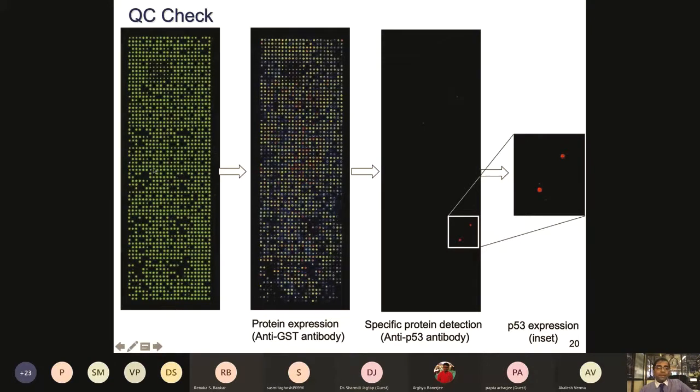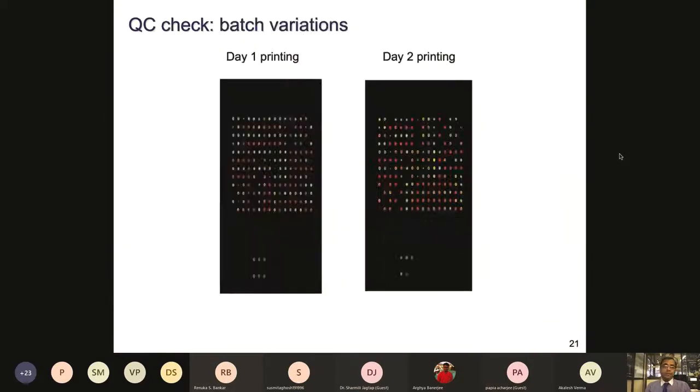So ideally, before proceeding to your biological experiment, when you make these arrays, the first thing is to find out the quality of the printing of the chip. You're looking at the quality of the DNA printing. You can do PicoGreen staining to monitor the DNA printing. You can then look for the protein expression with the anti-GST antibody. You can look at specific protein expression with any antibodies of interest. And after doing these QC checks, you are happy that these arrays are good for the next set of experiments.